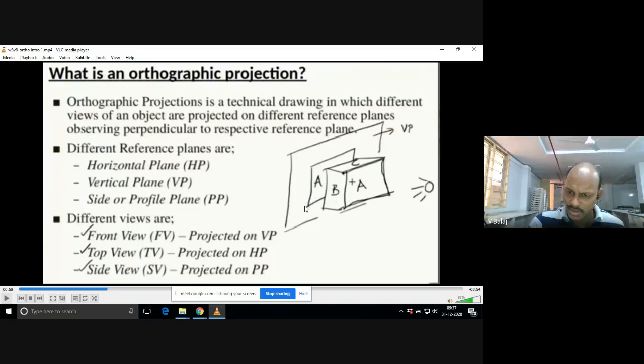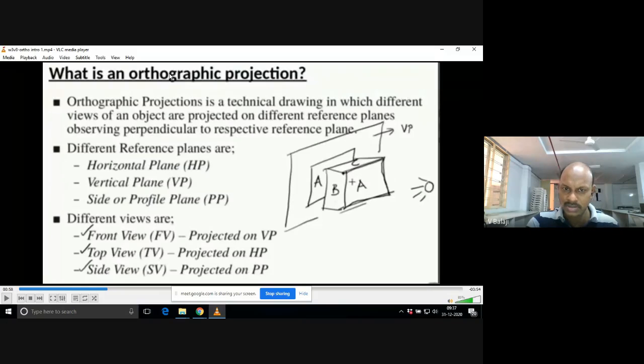Yes, sir. Okay. Now remember, you are standing in front of one vertical wall. In front of you there is a vertical wall, and between you and the vertical plane there is an object like this. So the image, because your eyesight, the eye rays, are falling perpendicular to this vertical plane, that's why it is called orthographic projection.